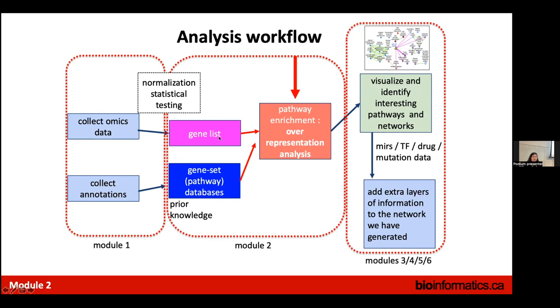If you're using Ensembl ID in your gene list, make sure that your pathway database is formatted using Ensembl ID. So then we are doing the pathway enrichment analysis. We are looking for over-enrichment of some pathways in our gene list, and we are doing it to interpret the data in an unbiased way. So this is module 2, and after we will do the visualization using Cytoscape, and we will also see in the other modules how it is very possible with Cytoscape to integrate multiple layers of information.